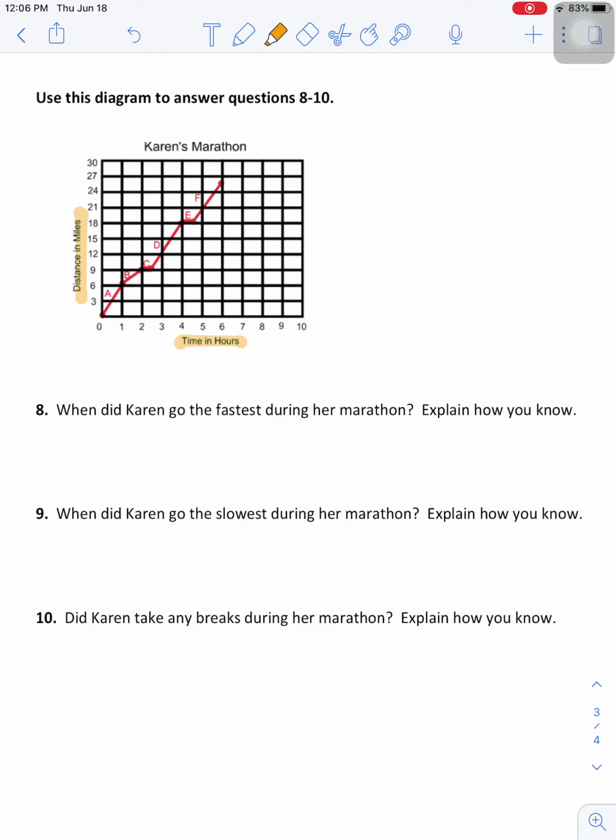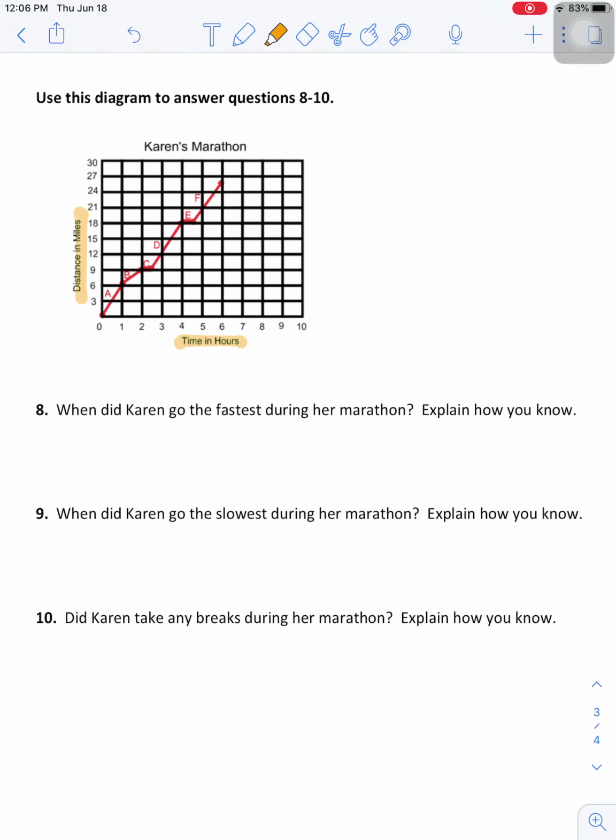And then it asks us some questions. So it says, when did Karen go the fastest during her marathon, and how do you know? Well, let's take a look. We have these different pieces denoted here, A, B, C, D, E, F, and we're trying to figure out, when did she go the fastest?